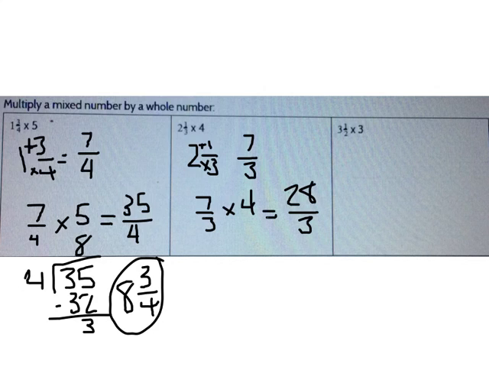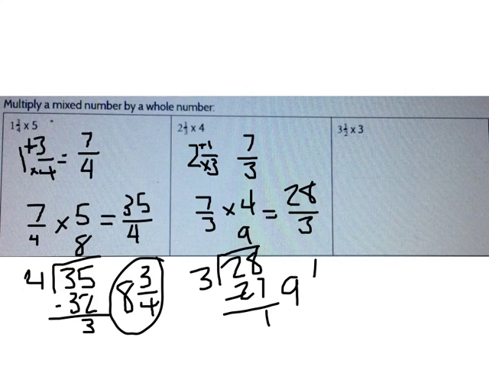Remember, I multiply my numerator times my whole number, and my denominator stays the same. How do I write 28/3 as a mixed number? Well, 3 goes into 28 9 times, with 1 left over. So my answer is 9 1/3. Now you try one.